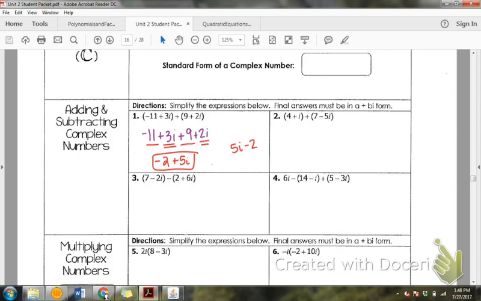Now this one's subtraction. So what do we have to remember when it's subtraction? You have to change the signs of the second group, right? So 7 minus 2i minus 2 minus 6i, right? We have to distribute that negative sign. So now I'm going to combine 7 and negative 2. Makes 5. Negative 2i and negative 6i makes negative 8i. How do you feel about that one? Great. Okay, try 4 on your own.